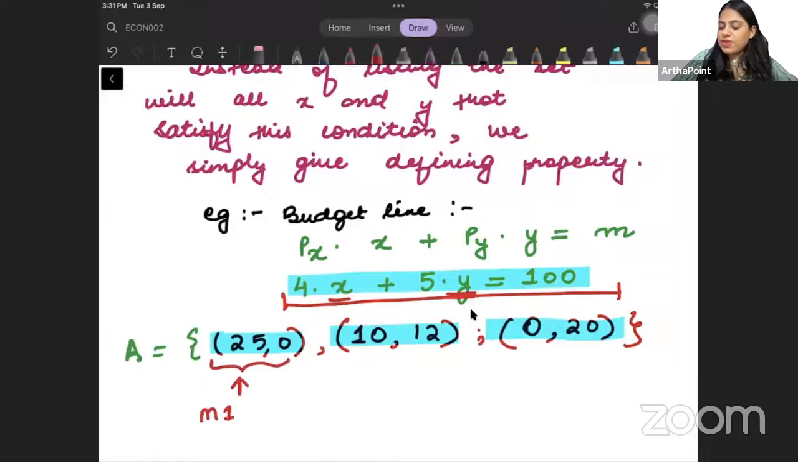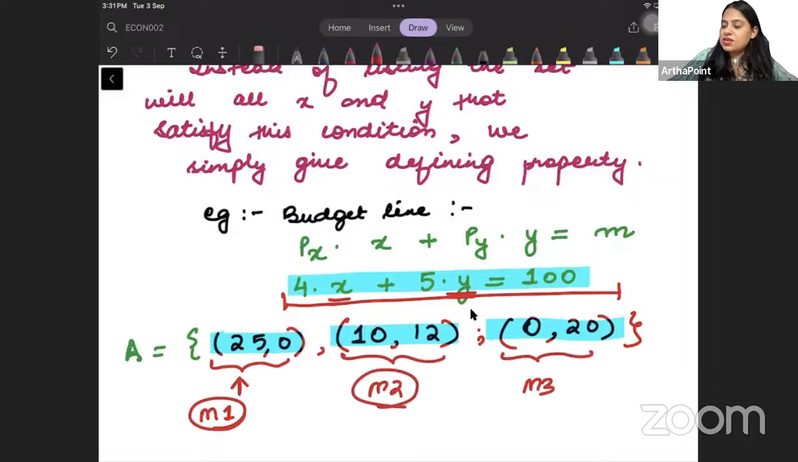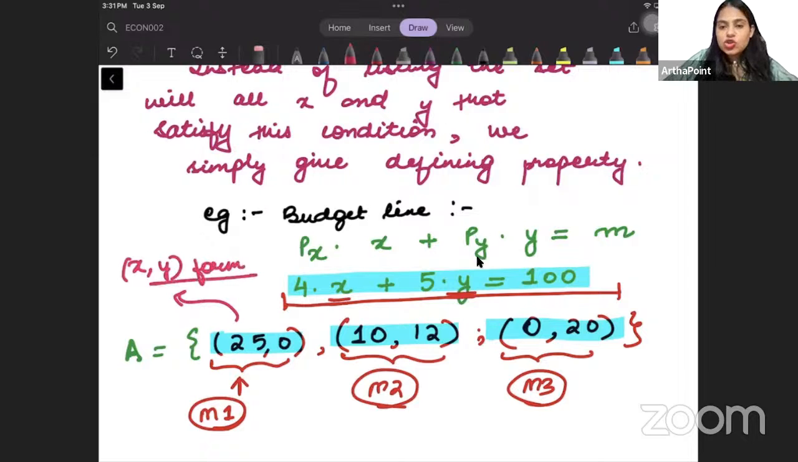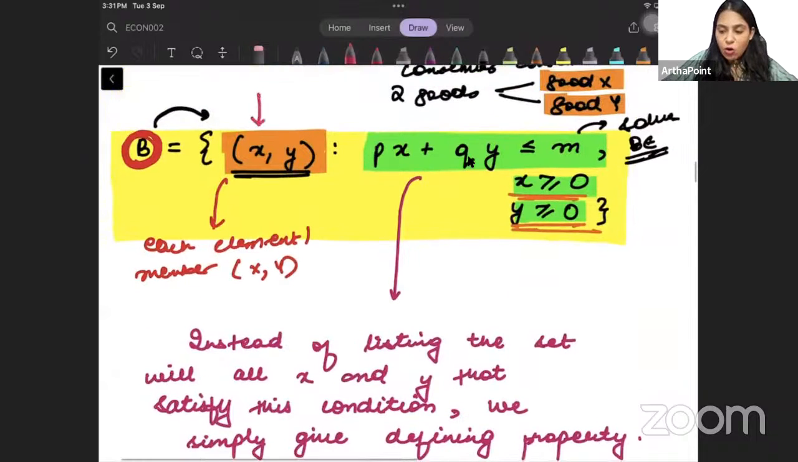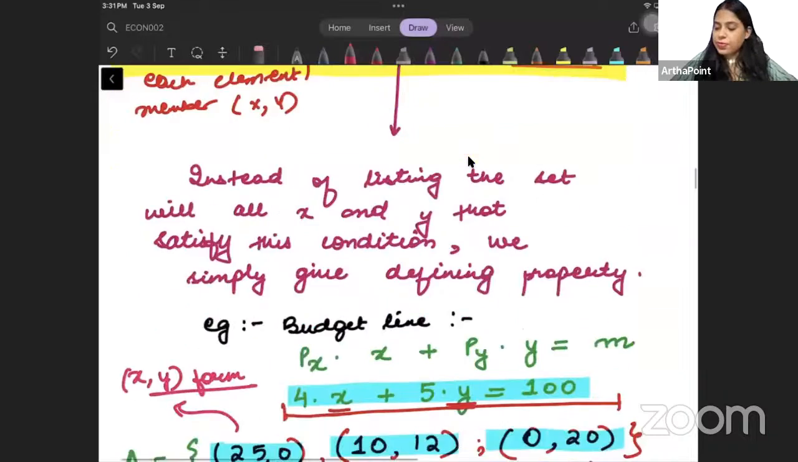This is member 1 of my set, member 2 of my set, member 3 of my set, and so on. And each member, जो भी हमने यहाँ members लिखे हैं, each of these members, this is in what form बेटा? X, y form. So each of these members that I have written here, they are in x, y form. Meaning they are telling me how much consumption of good X and how much consumption of good Y. वो दोनों का ही consumption बता रहे हैं. Consumption of good X and consumption of good Y. Clear? This is how we can write a set.